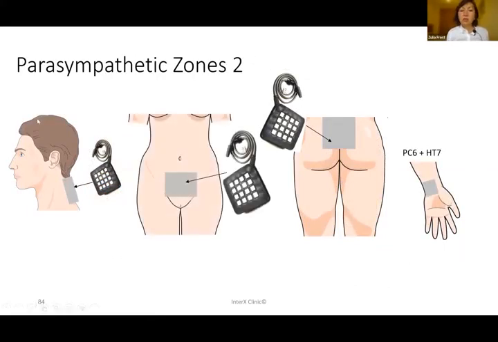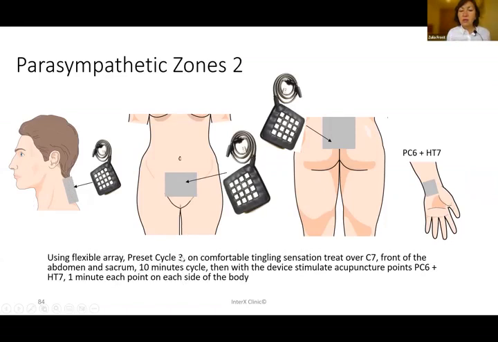The next parasympathetic zone is to use the flexible array over an area of the body. You could do just one zone or you could do both. If you have a double pad, a very good thing is you could do a sandwich. Okay, with the double pad you can have one over the pubic area and the other in the sacrum area. And then you could do the back of the neck again. What cycle to use? I recommend cycle 3. Remember, a cycle runs for 10 minutes. So you can have 10 minutes here, 10 minutes here, 10 minutes here.